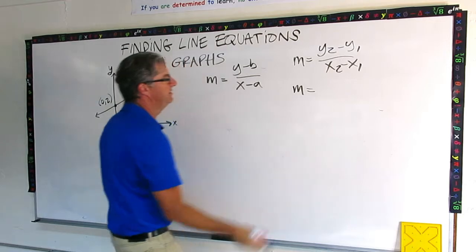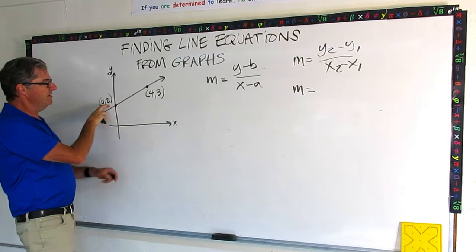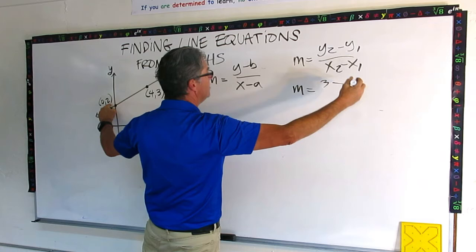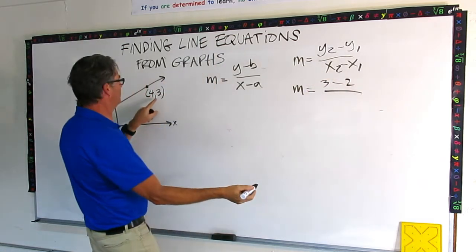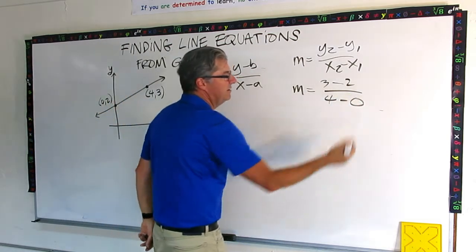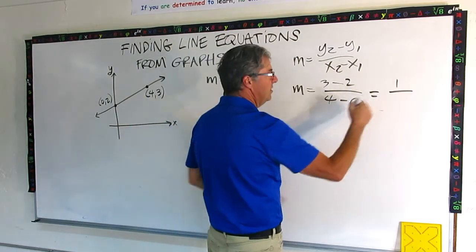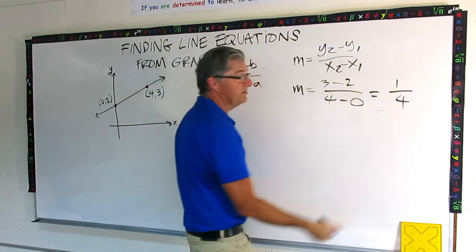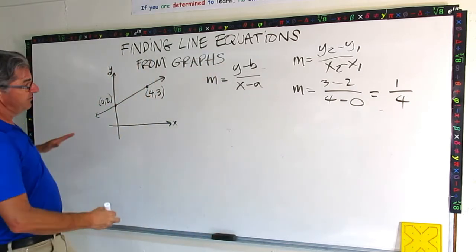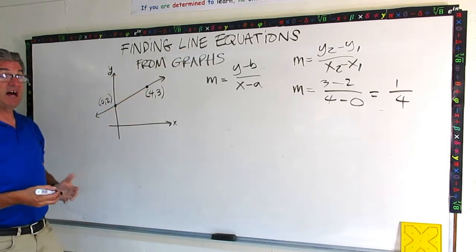So m for this line, I'm going to call this one x2, y2, this one x1, y1. So we're going to do y2, 3 minus y1, which is 2, over x2, which is 4, minus x1, which is 0. So that's my plug-in step for the slope equation. Finish the math out. 3 minus 2 is 1. 4 minus 0 is 4. So our slope is 1/4 for this line. That makes sense. It's a positive slope, so it's got to be going up to the right, and it's not too steep. So a quarter slope is a shallow slope.